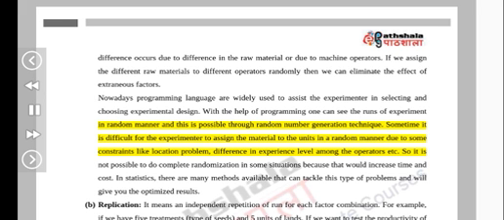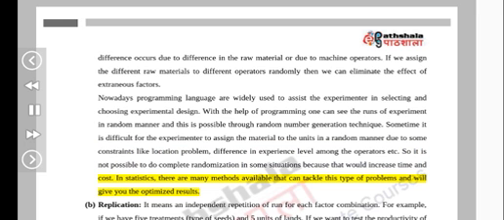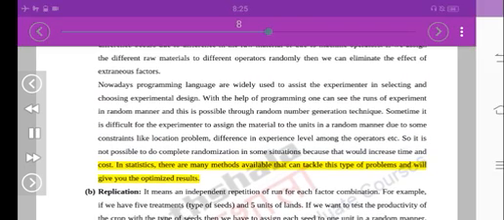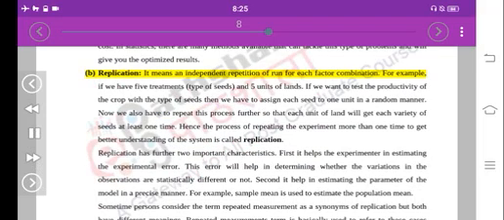Sometimes it is difficult for the experimenter to assign the material to the units in a random manner due to some constraints like location problems, difference in experience level among the operators, etc. So it is not possible to do complete randomization in some situations because that would increase time and cost. In statistics, there are many methods available that can tackle this type of problem and will give you optimized results.